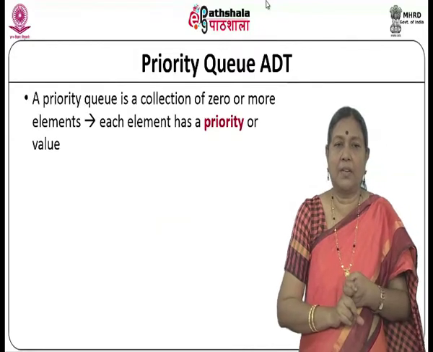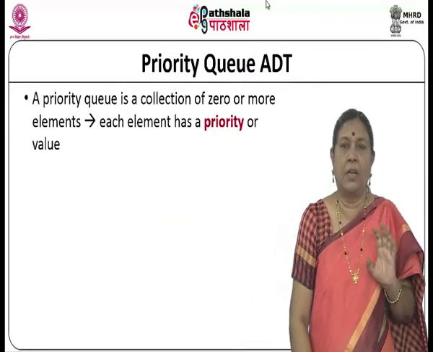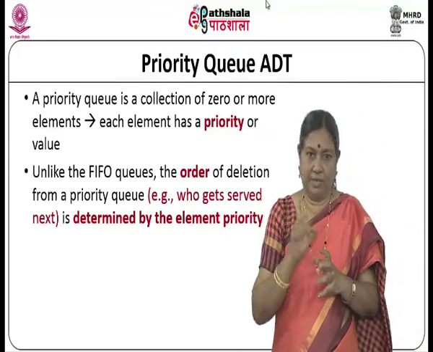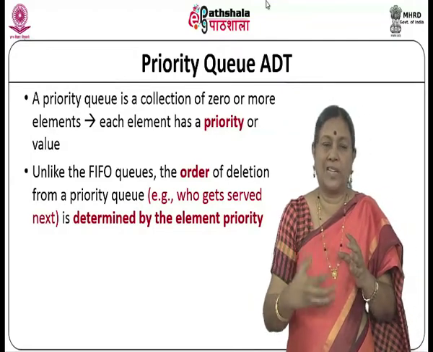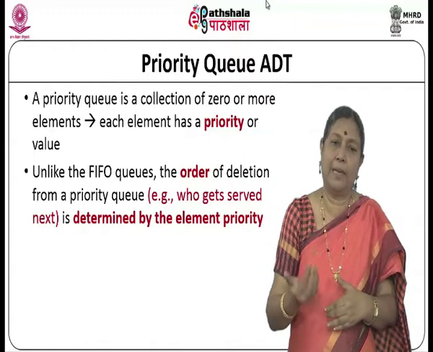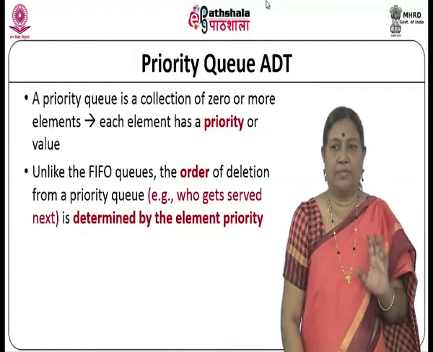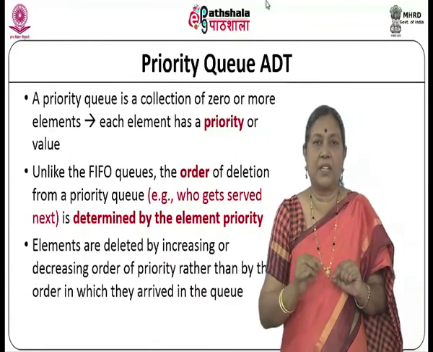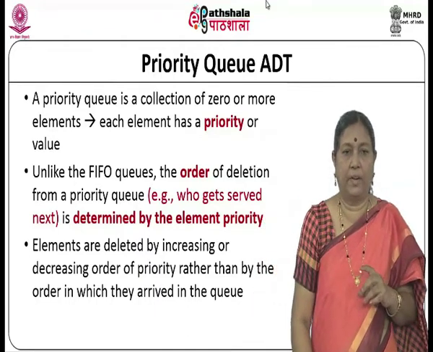Now, a priority queue is a collection of 0 or more elements, and each element has a priority associated with it. Unlike first in first out, the order of deletion, we are talking about deletion only, from a priority queue, that means who gets served first, is determined by the priority associated with the element and not with the time of first arrival. So, elements are deleted by increasing or decreasing order of priority rather than by the order in which they arrived in the queue, which we have already defined.